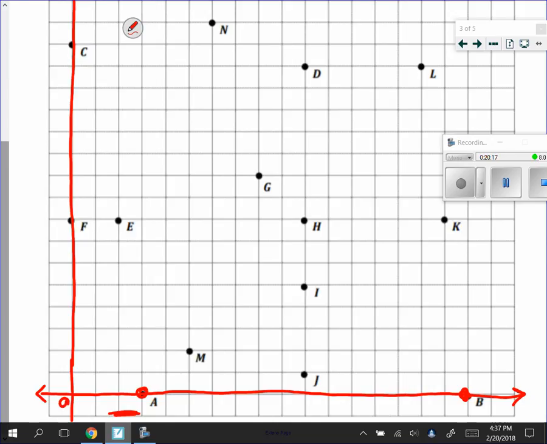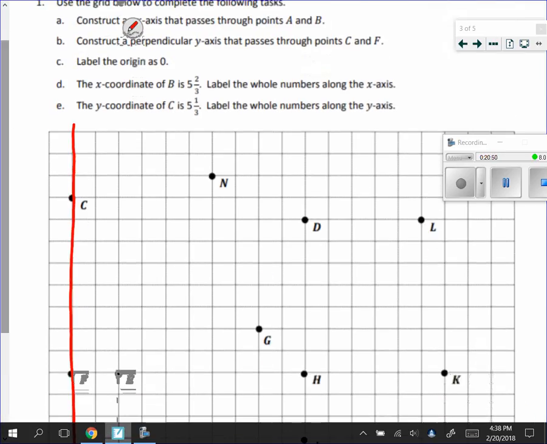The coordinate of B is 5 2/3. So when I come over here to B, it is 5 2/3. So I already know that my units are thirds because my denominator is a third. So they're going to be split up into threes. The y coordinate of C is, I think that's 5 1/3. I can't read my paper. 5 1/3.